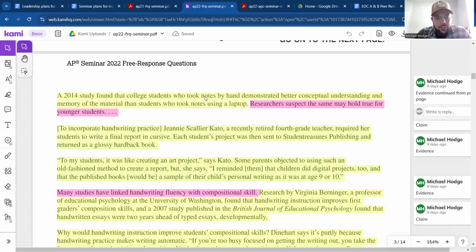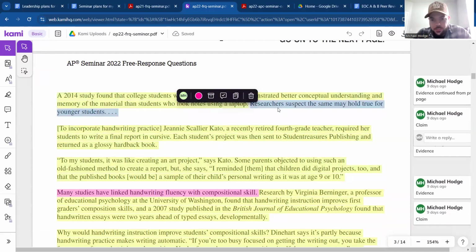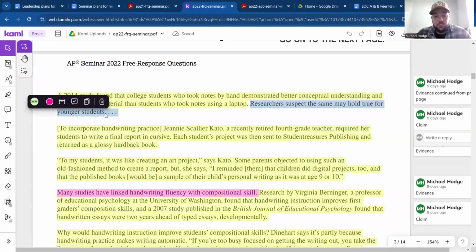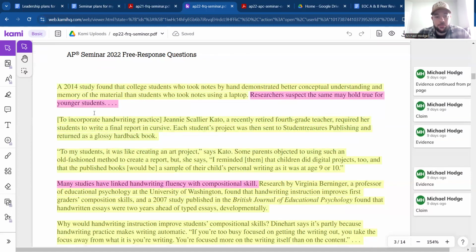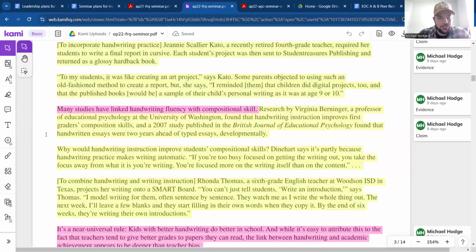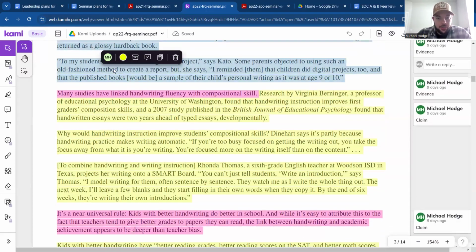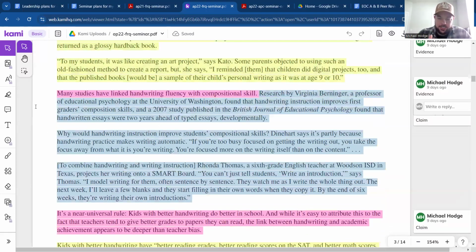Anyways, moving on. I have evidence here. So this might be a claim. Researchers suspect the same may hold true for younger students. It's a claim, right? Now, you don't know all the parts of it because as researchers suspect the same may hold true for younger students, you're thinking to yourself, well, what may hold true? The answer to that lies within the evidence that's right there and probably in here too. But you get to mark it up as a claim if that fired in your brain. This one's tough, right? We'll get to that in a second. But all this is evidence, right? There's a ton of evidence in this article. How good that evidence is is left up for debate.